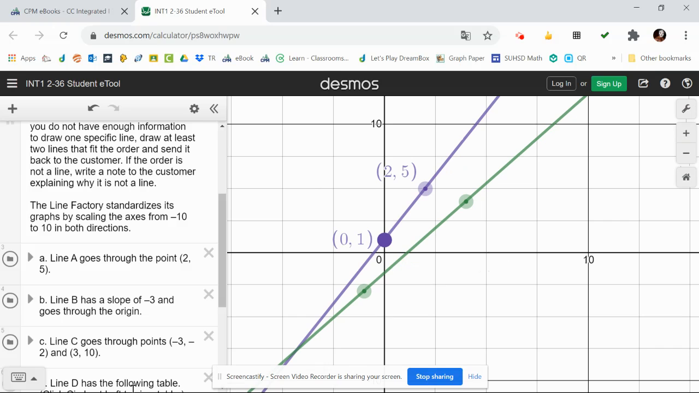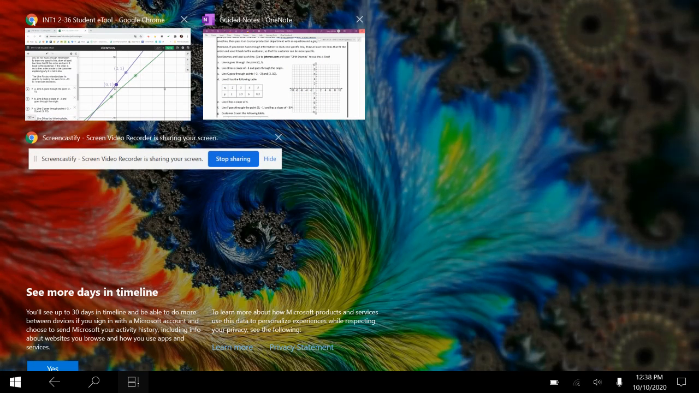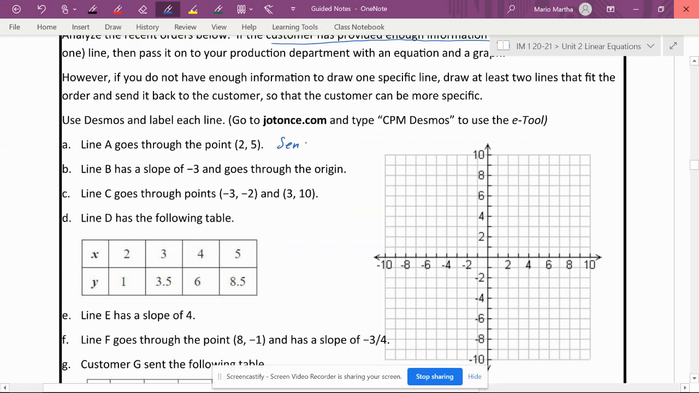So here in this case, we're going to say line A goes through the point 2, 5. Is this going to be something that you're going to send back to the customer or send to production? Here you pretty much would send it back to the customer because you can draw more than one line, right? So let's do it in our notes. We're going to send this back to customer. All right, we need more details.